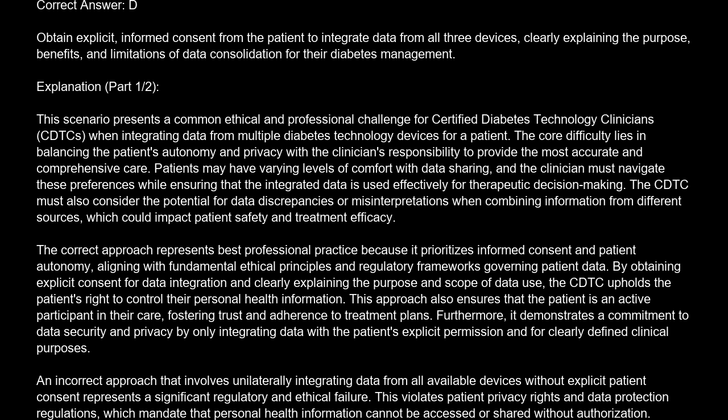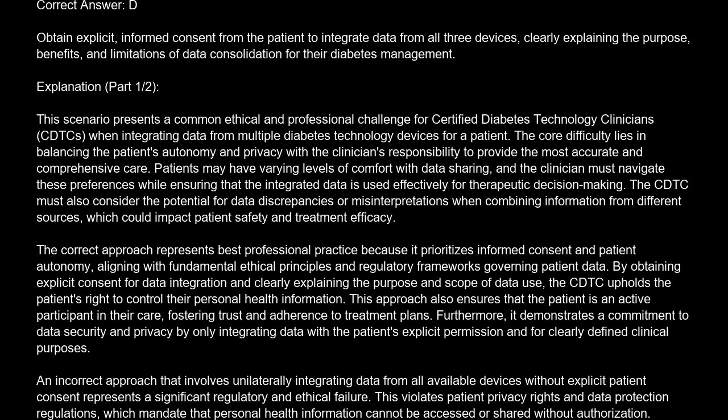The CDTC must also consider the potential for data discrepancies or misinterpretations when combining information from different sources, which could impact patient safety and treatment efficacy. The correct approach represents best professional practice because it prioritizes informed consent and patient autonomy, aligning with fundamental ethical principles and regulatory frameworks governing patient data.